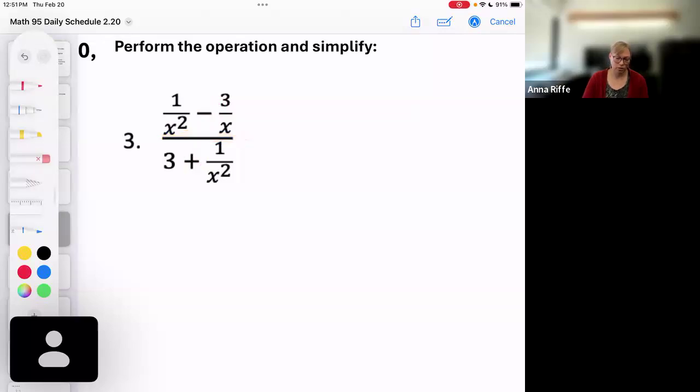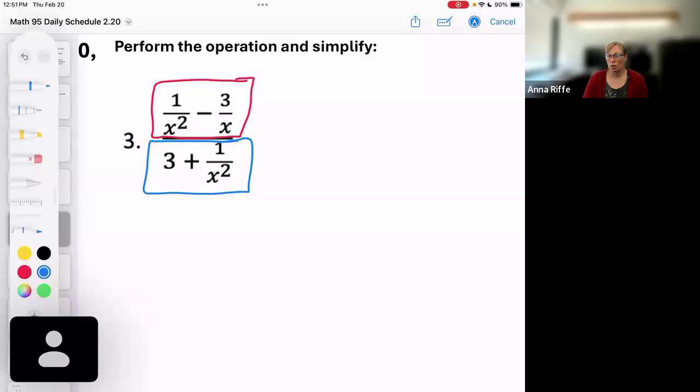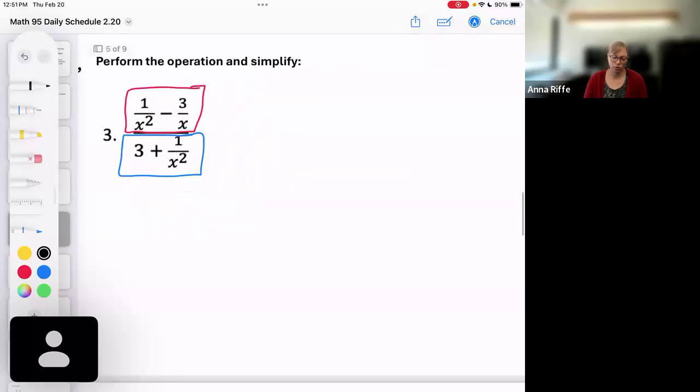So I'm going to consider this top portion and the bottom portion separately, just for the moment. We know how to add fractions, how to add rational expressions. If we added or subtracted rather the two fractions on top and then added the two fractions on bottom, we would have a single fraction on top and a single fraction on bottom. So that's going to be our approach.